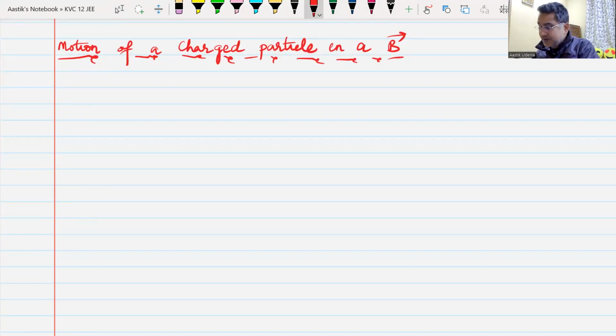Now, this motion depends on a variety of things. So you can do case number A. If the velocity of the charged particle is 0, then I have a charge which is at rest, and I put it in a region of magnetic field. What will happen to that charged particle? In which direction will it experience force? And what type of motion will it have?